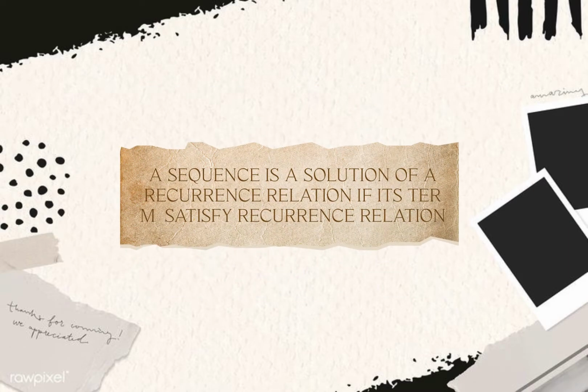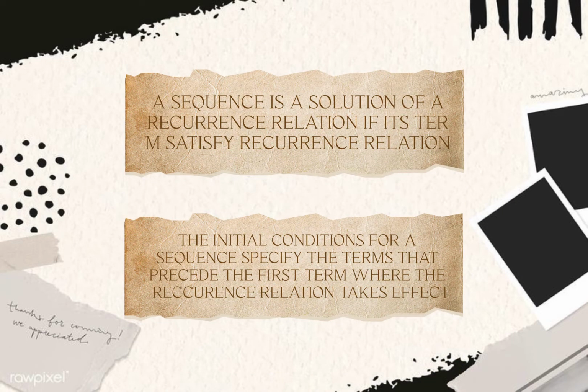A sequence is a solution of a recurrence relation if its terms satisfy the recurrence relation. The initial conditions for a sequence specify the terms that precede the first term where the recurrence relation takes effect.